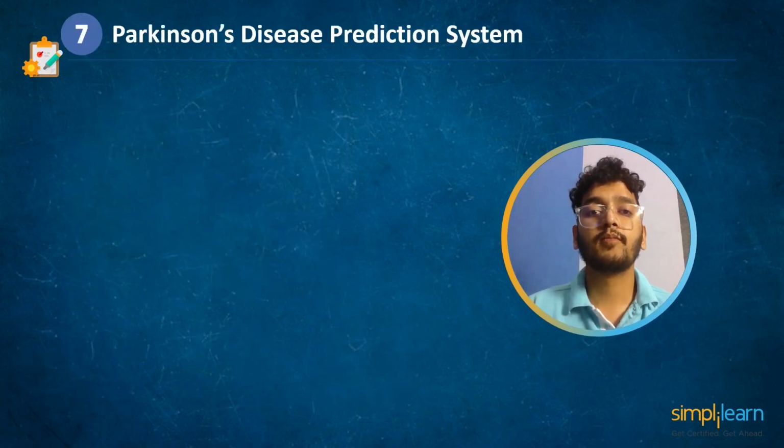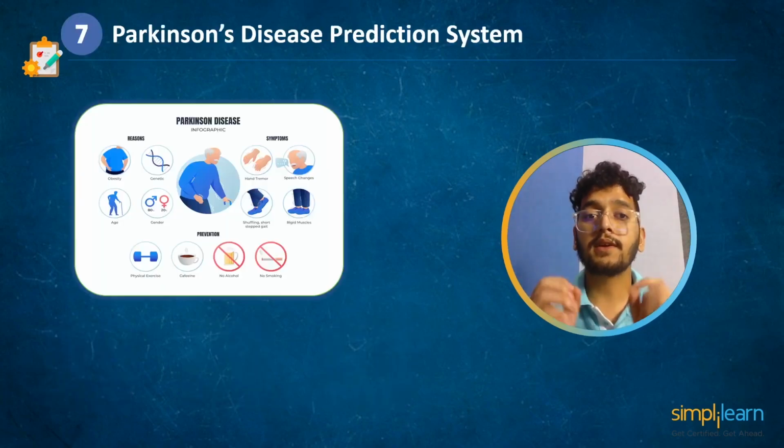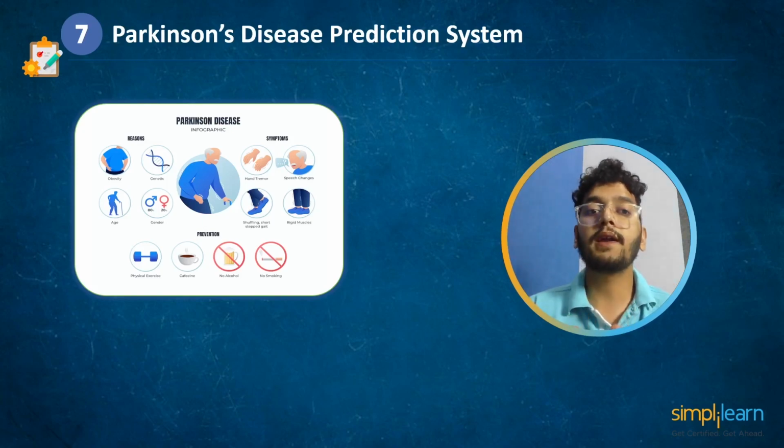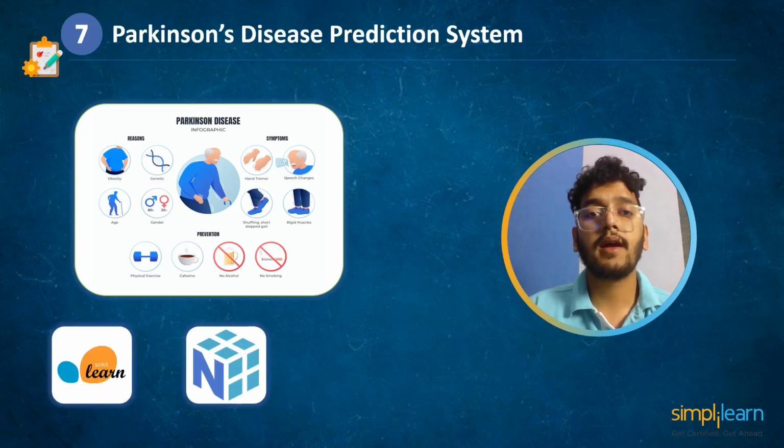At number 7, we have Parkinson disease system. Parkinson disease is a progressive central nervous system disorder that affects movement and causes tremors and stiffness. It comprises 5 stages and affects more than 1 million people worldwide each year. In this machine learning project, we will develop an SVM model using Python modules scikit-learn, NumPy, and pandas.